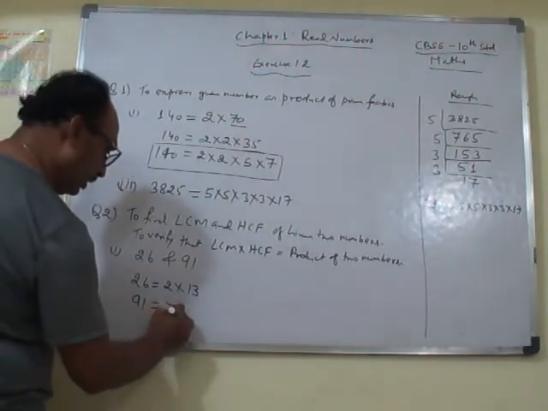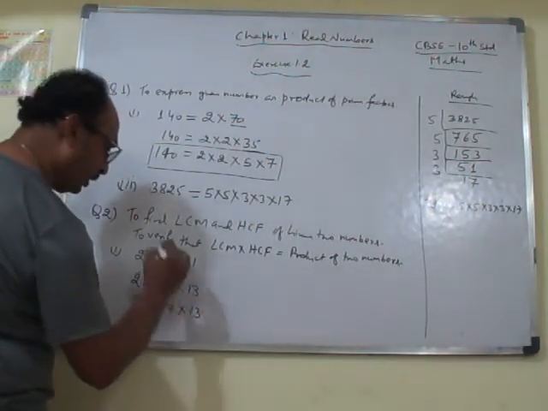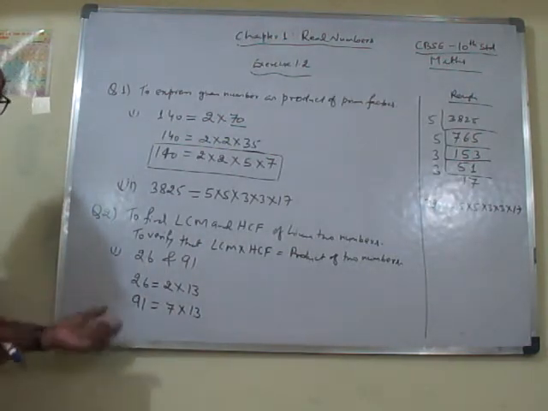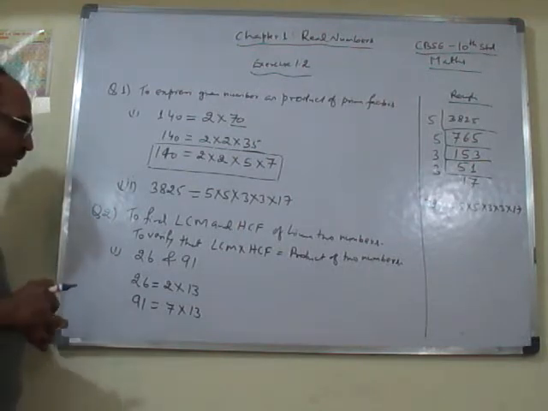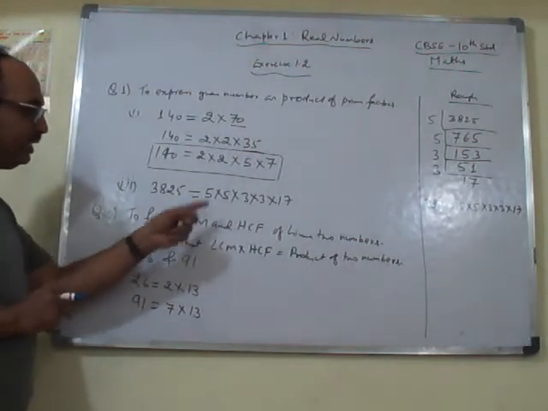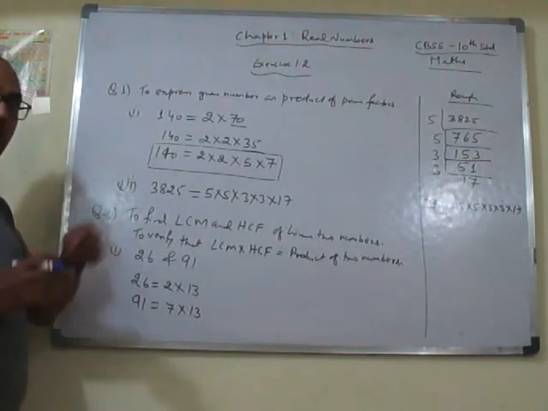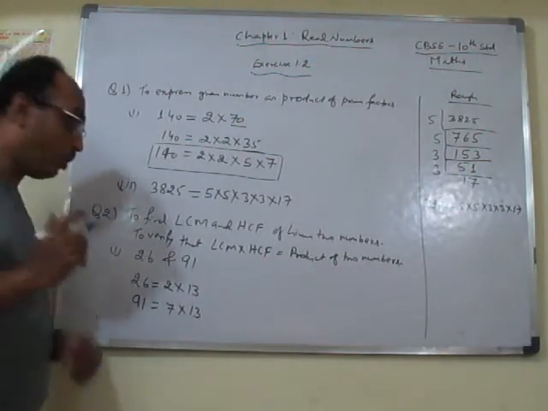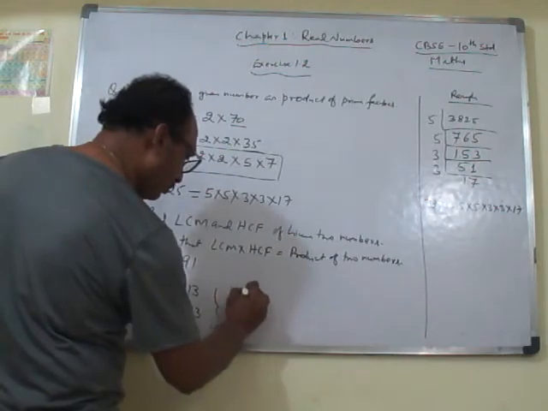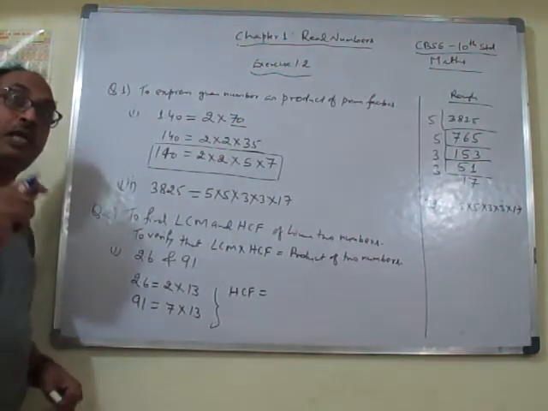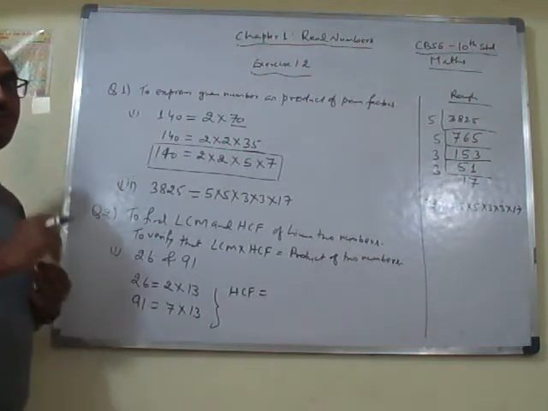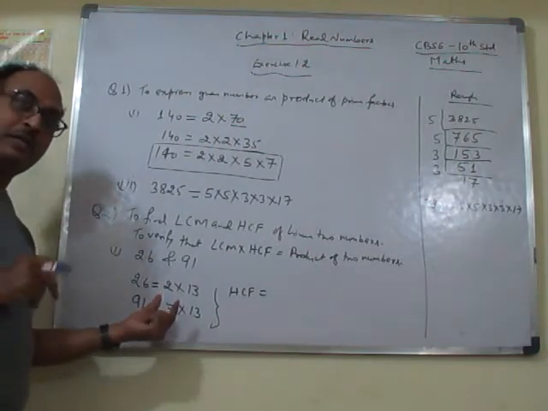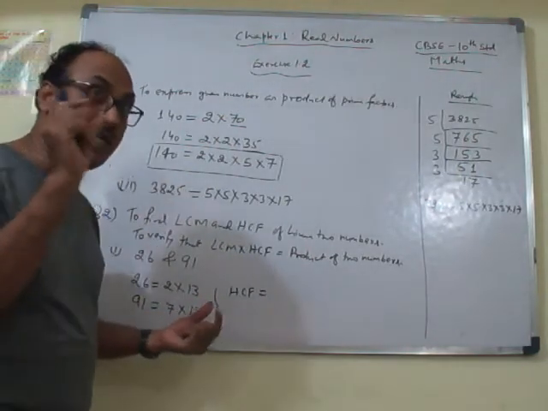So it is divisible by 7 into 30, 7 into 30, 91. Now, you will recall the definition of HCF and LCM. The definition of HCF is the product of the smallest power of common prime factors.